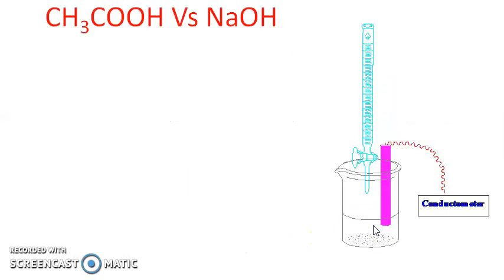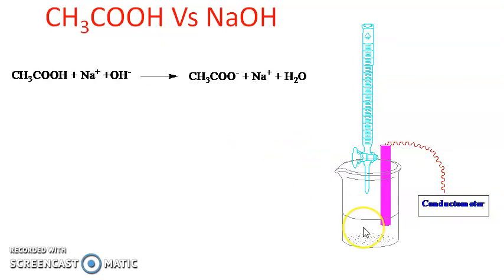Now this is the experimental setup for the titration. In the beaker you take acetic acid, dip the conductivity cell into it, connect it to a conductometer, and fix a burette having NaOH in it, in such a way that we can easily add the base to the acid. For all conductometric titrations this will be the experimental setup. We would have seen it earlier also.